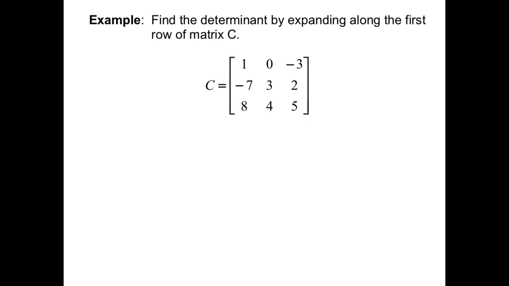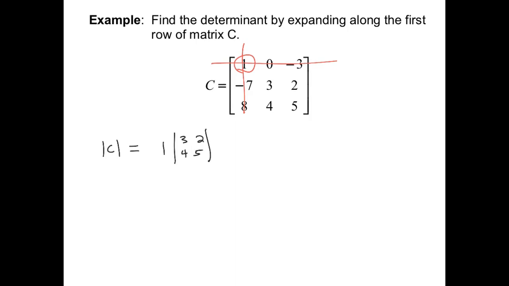I'm going to expand this along the first row, so what that looks like then is here's my determinant of C equals. This is the process that I go through when I do this. I need to write down the first element, which is 1. Then I need to cross out that row and column and write the determinant with what's left. 3, 2, 4, and 5.